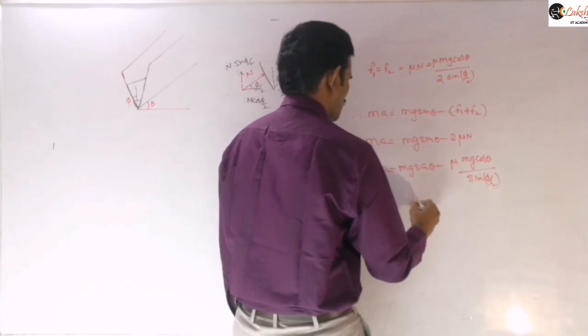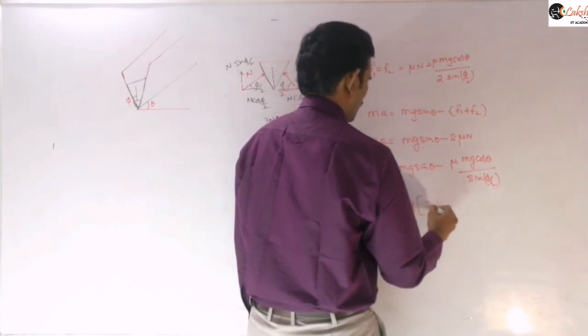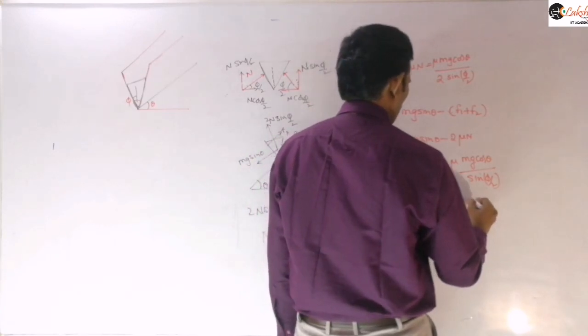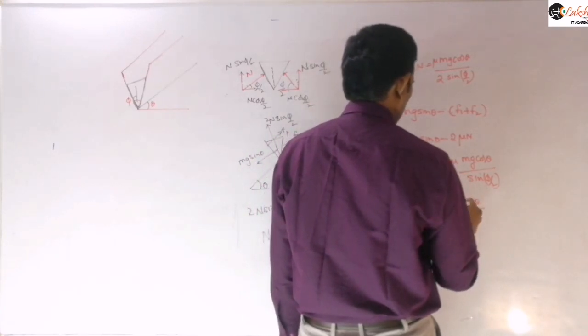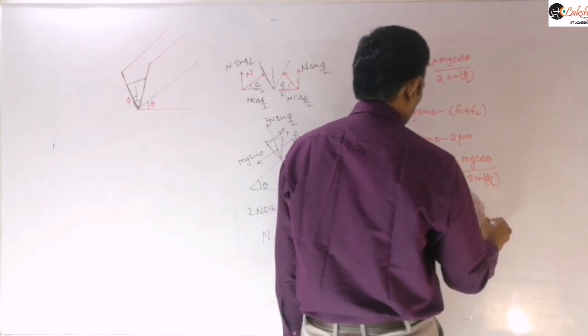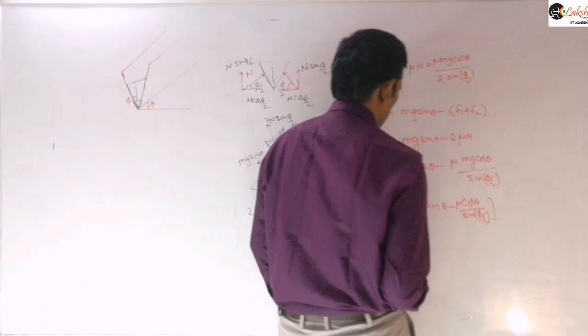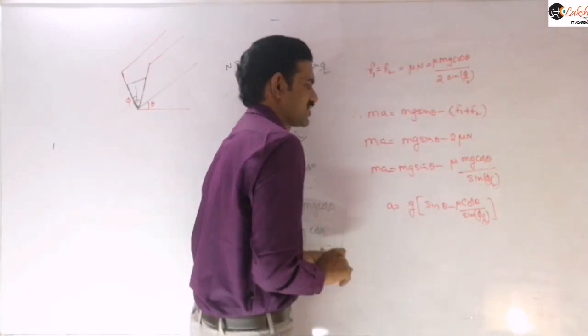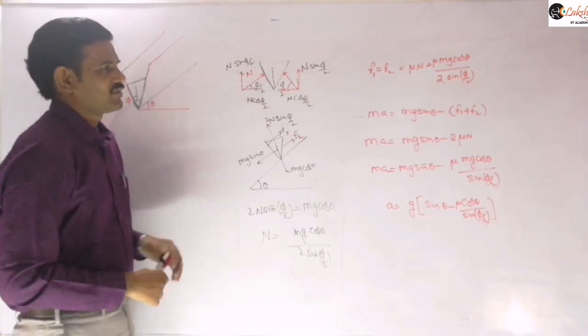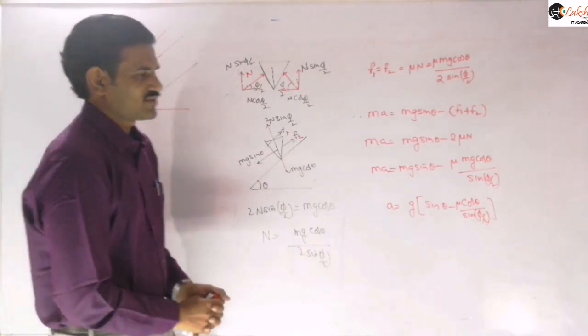a is equal to g of sin theta minus mu cos theta by sin phi by 2 we can write. So is it clear? That will be the acceleration of the system, the acceleration of the block which is sliding in between those two planes.